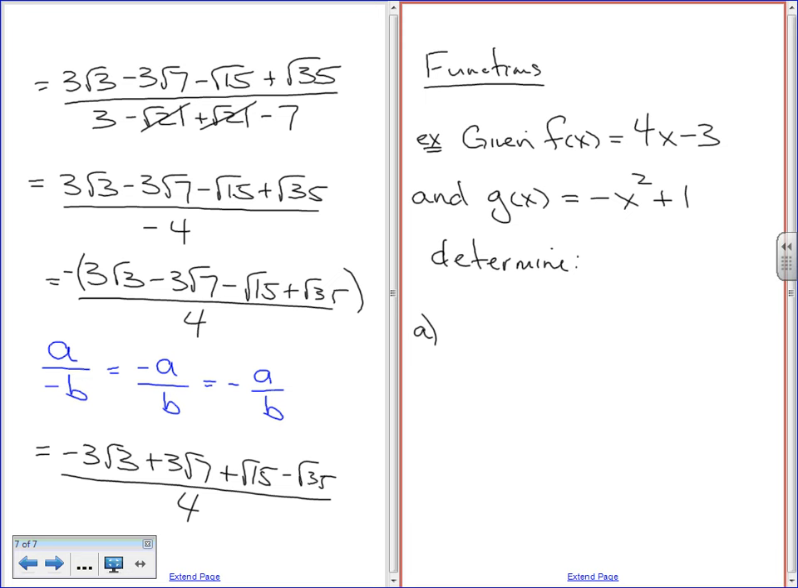So if I ask what is the f function when x is equal to 0, what does that mean? What is it asking me to do? Yep. Exactly. So this tells me which function to use. Here's my f of x. This tells me what I'm replacing x with. So I'm going to replace x with 0. And then I just use my BEDMAS, and I get my answer.